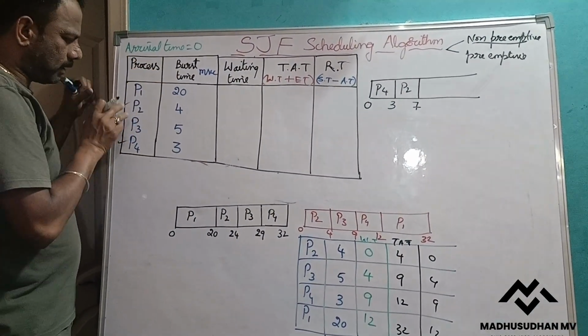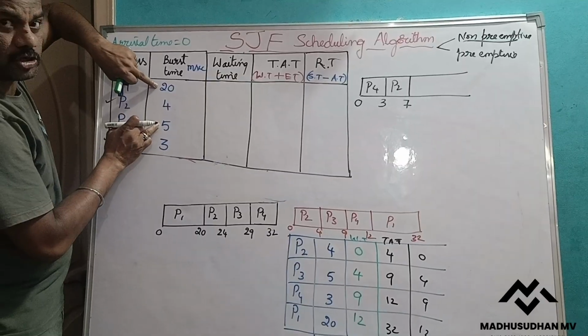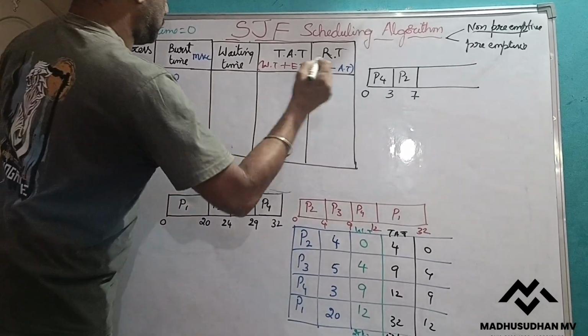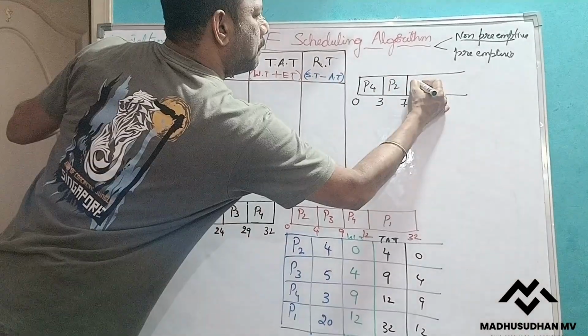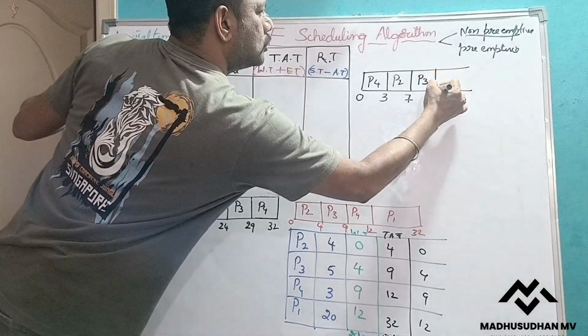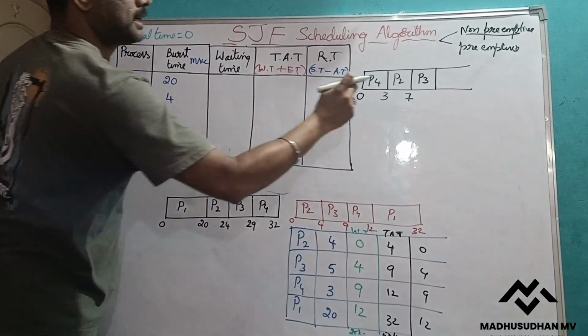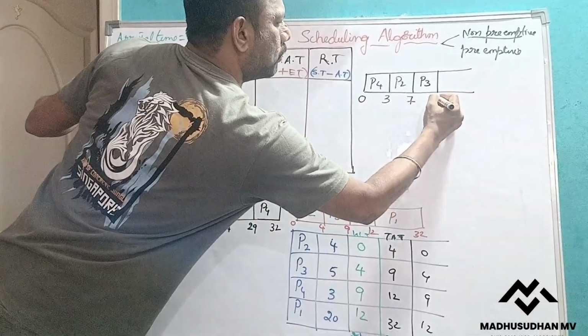Now only P1 and P3 remain. Among P1 and P3, the shortest job requires 5 milliseconds, that is P3. So I will start P3. P3 requires 5 milliseconds, so 7 plus 5, 12.